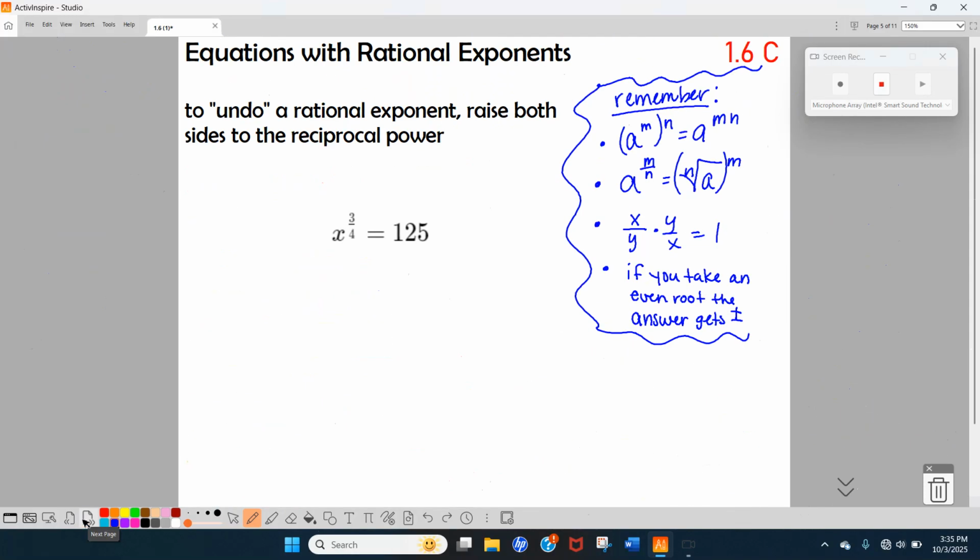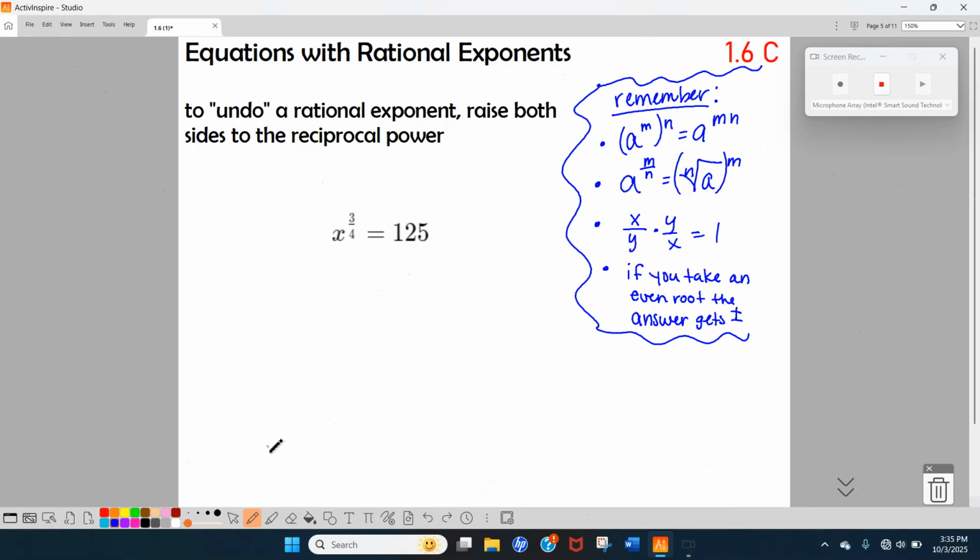All right, so equations with rational exponents. These are kind of similar to the square root ones, but not really. This is information you have to remember. Remember that a power to a power, you're multiplying your exponents. Remember that a fraction turns into a radical. Fraction exponent turns into a radical. Remember, if I multiply reciprocals, I get 1. And if you take an even root, you need a plus or minus on your answer.